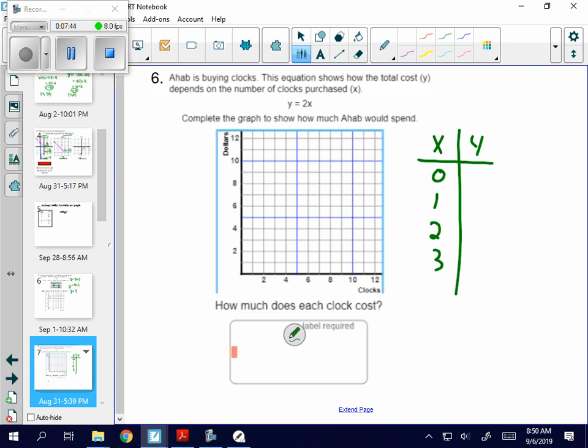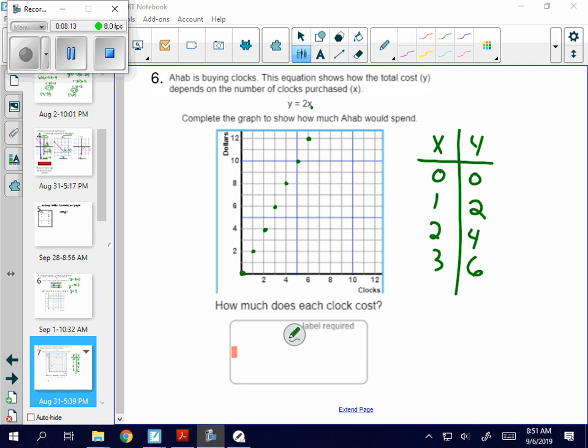0 times 2 is 0. 1 times 2 is 2. 2 times 2 is 4. 3 times 2 is 6. And now we can graph that. When you don't buy any clocks, you spend no money. When you buy 1 clock, it's $2. 2 clocks is $4. 3 clocks is $6. And we can actually keep going. I see the trend, don't you? We're just going up 2 every time.